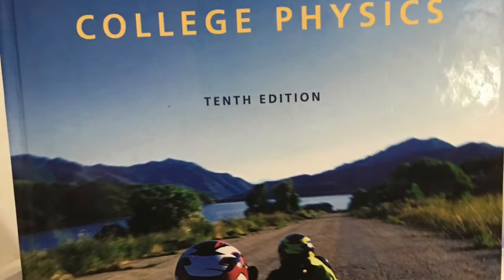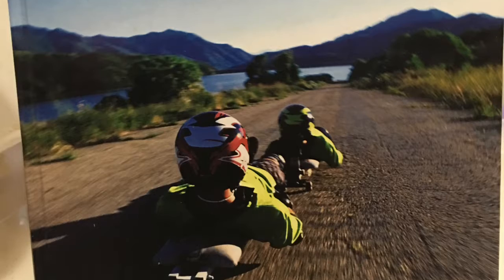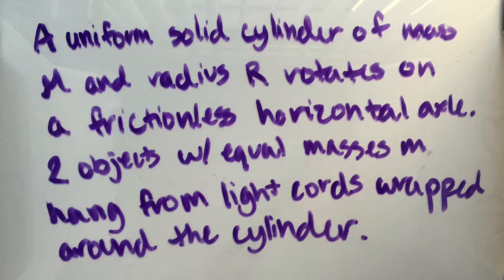So the problem I'm going to show you is from this textbook, page 280, chapter 8, number 81. A uniform solid cylinder of mass m and radius r rotates on a frictionless horizontal axle. Two objects with equal masses m hang from light cords wrapped around the cylinder.